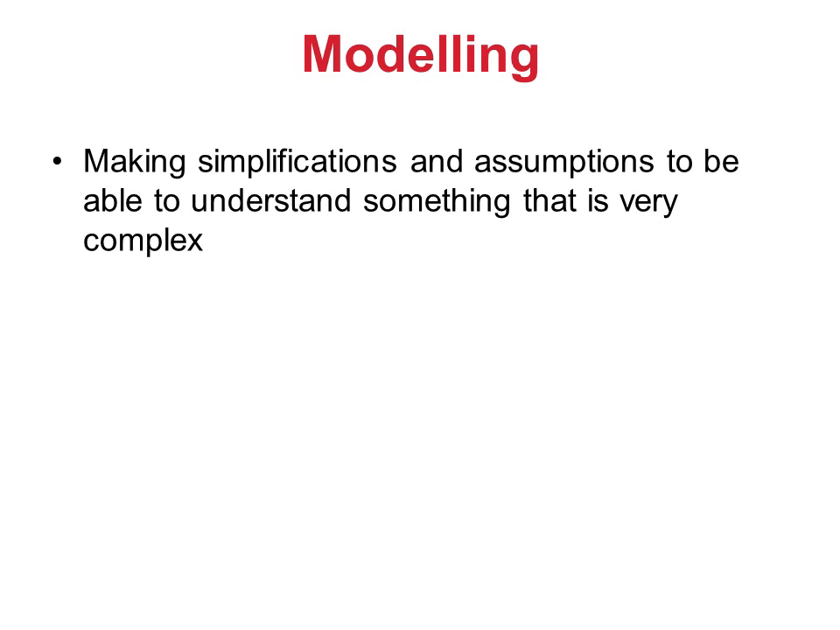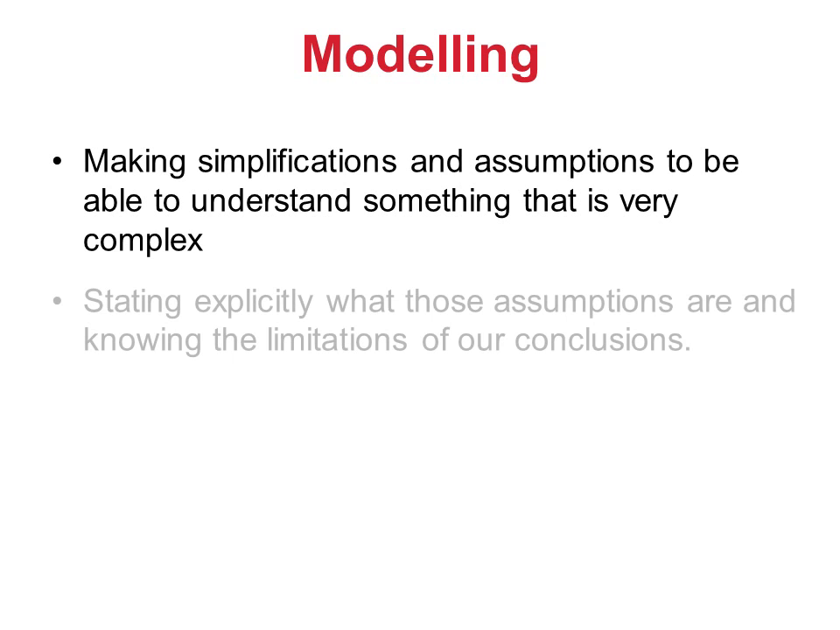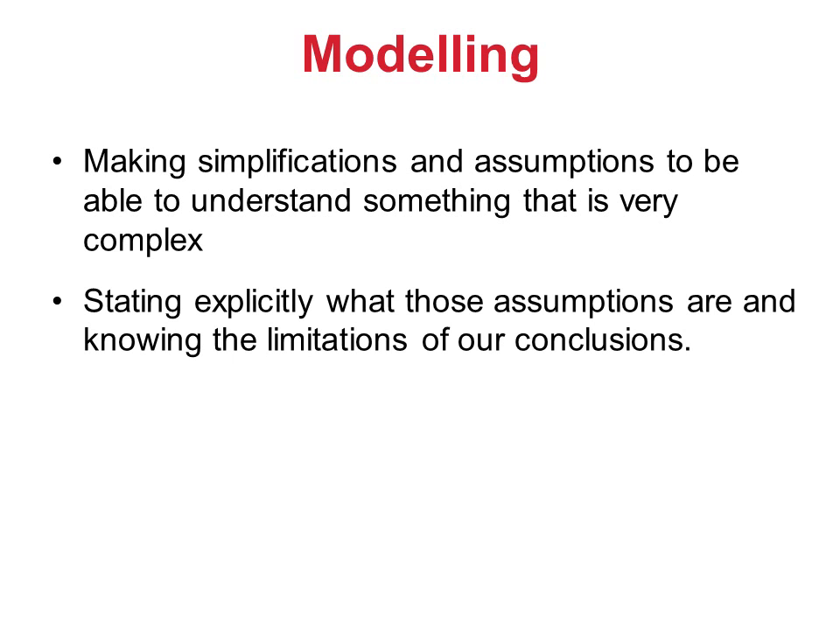The first is to make sufficient simplifications and assumptions to be able to understand what is going on. In the case of understanding human walking, this requires considerable simplification. It's important that we write down exactly what those assumptions are. For a model to be useful, we should be able to specify its characteristics completely.